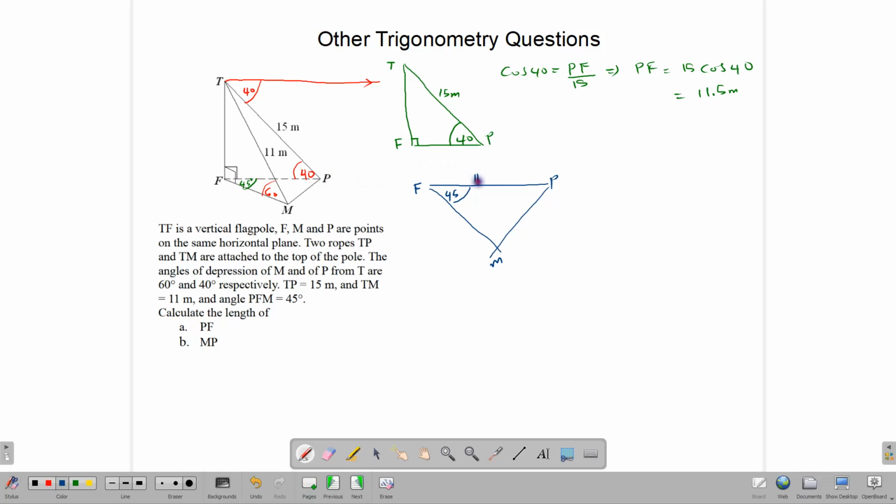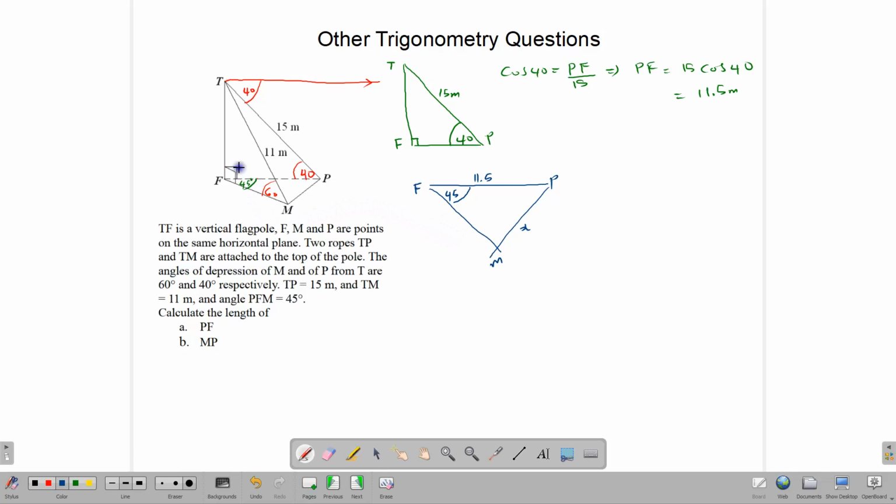PF is 11.5. So we know that. What we also know is that we must calculate PM, but we need some more information. If we knew this side, for example, we could use the cosine rule to find it because we don't know the other angles there. If we knew another angle here, we could probably use the sine rule to find it, but we cannot use it because there is no other information given.